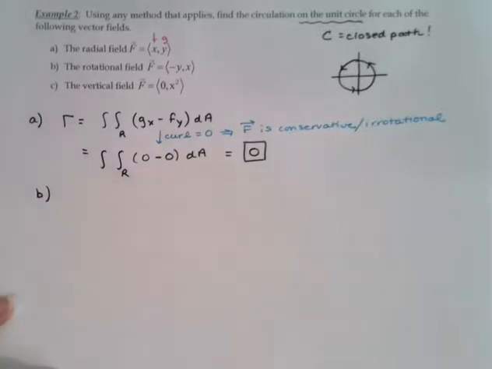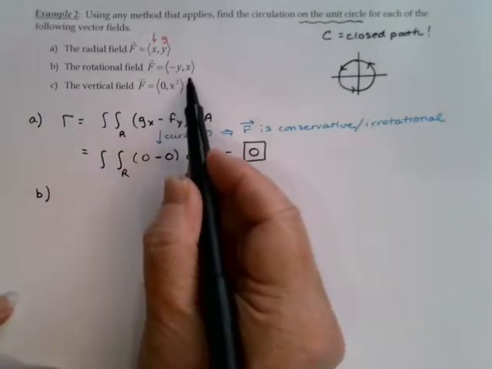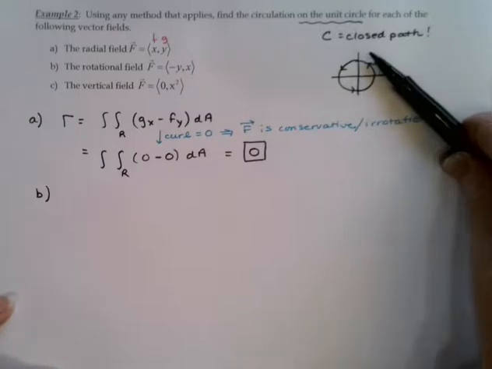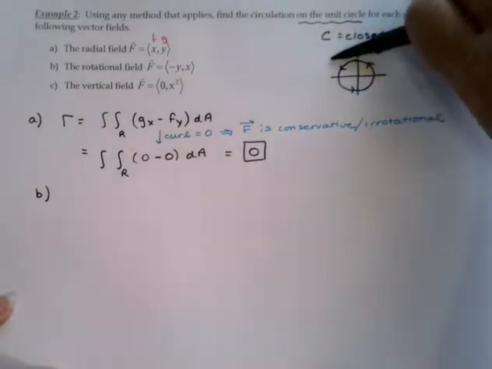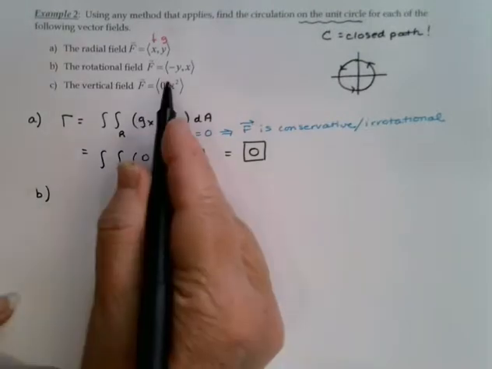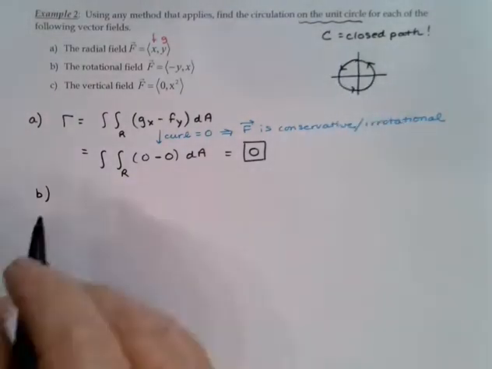All right, for part B, this time we've got the rotational field, minus y, x. And again, we've seen that one a few times. If you can kind of visualize that in your head, all of the vectors do push in that sort of a circular pattern around that circle, so I would expect to get a positive circulation. The rotational field definitely helps me as I move around this path.